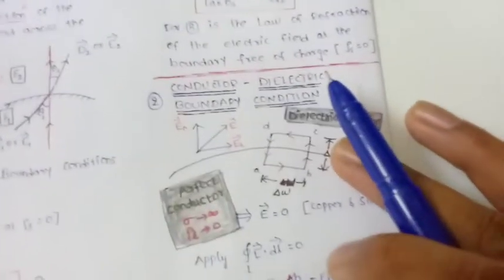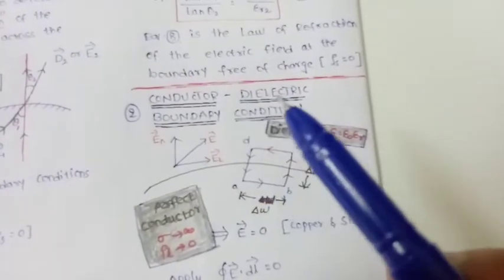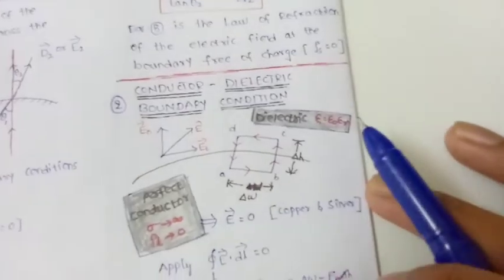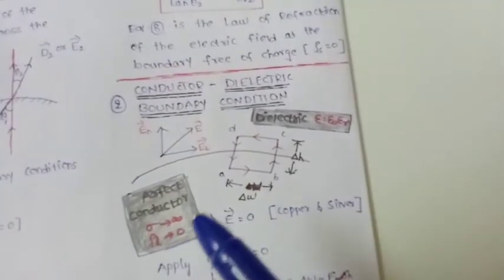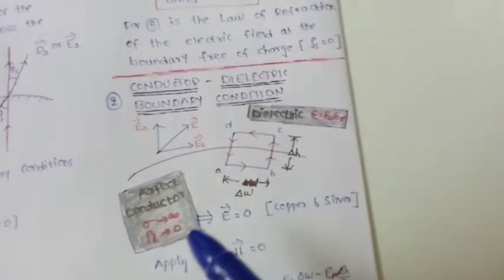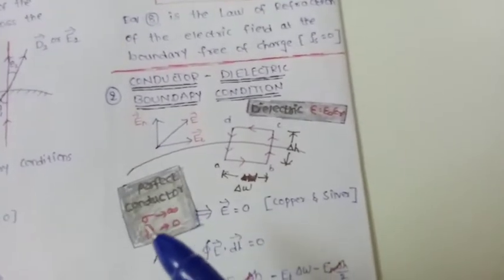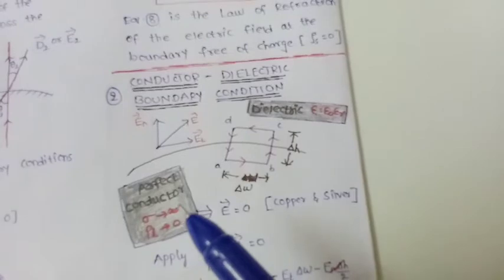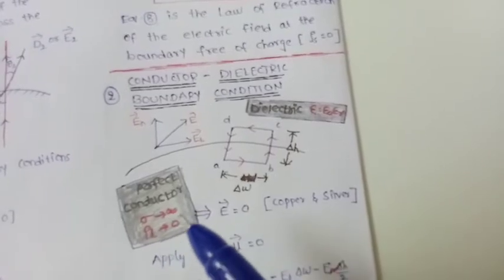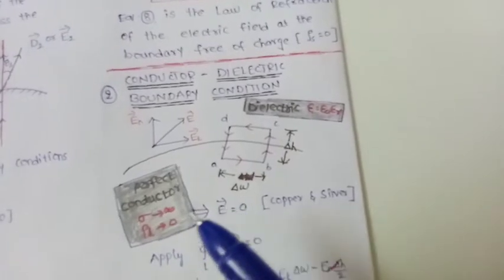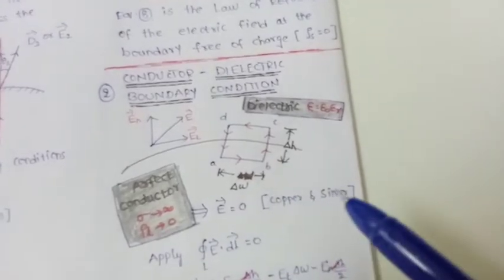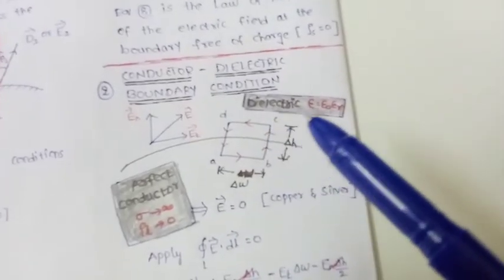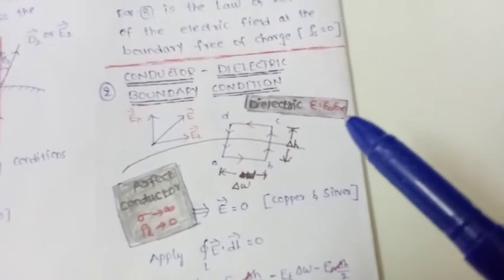Now we will see the second one: the conductor to dielectric boundary condition. The shaded region I have represented, since it is a medium, you may get confused, that's why I have represented it. Let us consider this is a perfect conductor. That means conductivity tends to infinity, then rho v is equal to 0. Then in a conductor we know that electric field intensity is equal to 0. Examples are copper and silver. Then for the dielectric, epsilon is equal to epsilon naught times epsilon r.